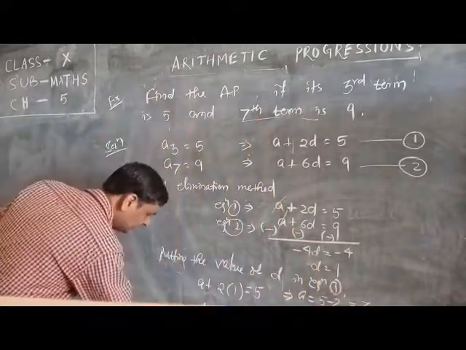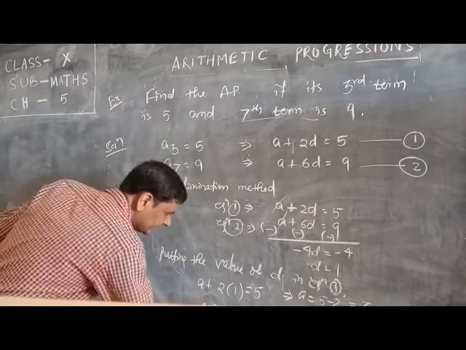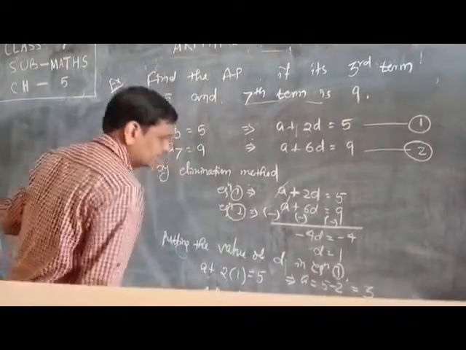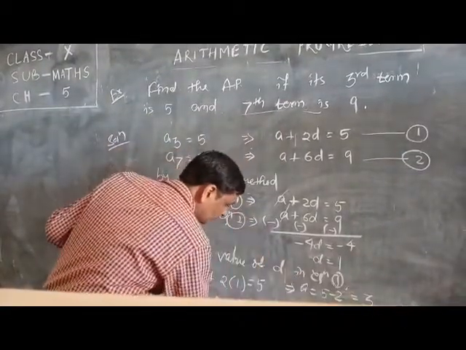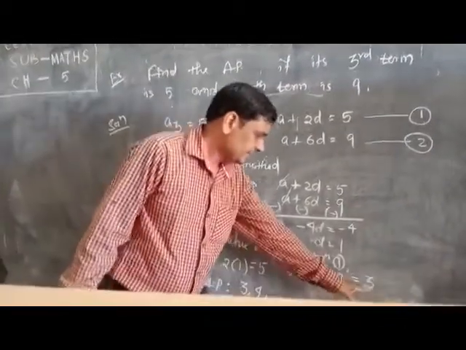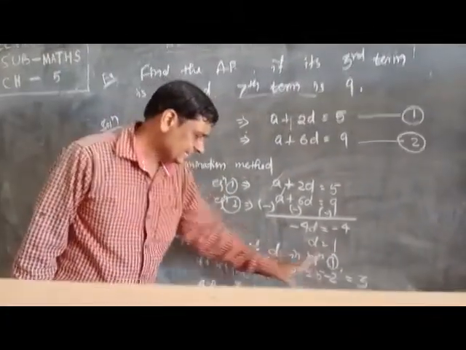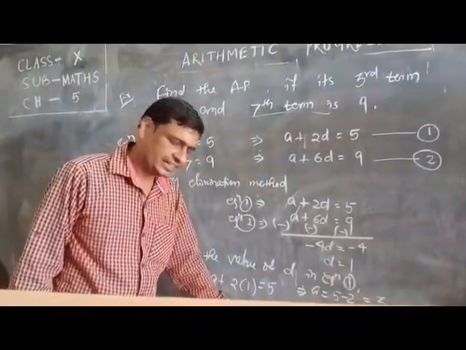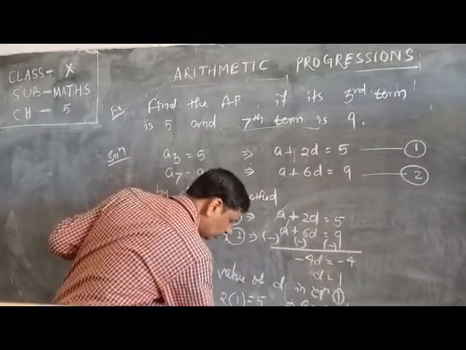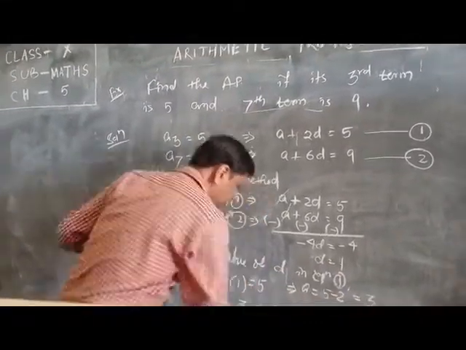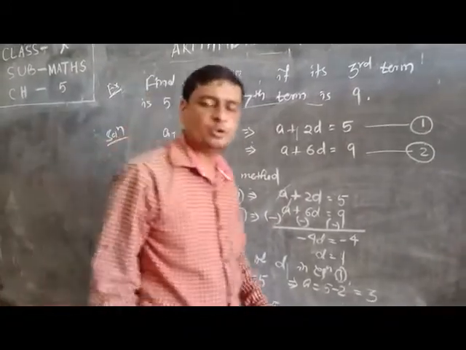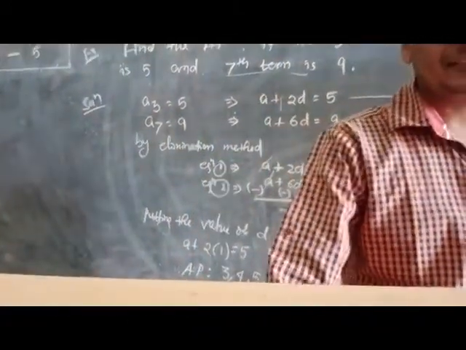So the AP will be a, that is 3. Then a plus d, that is 3 plus 1, 4. Then this d is added to the second term to get the third term. 4 plus 1, 5. 5 plus 1, 6. In this way we can obtain the AP: 3, 4, 5, 6, 7, 8, like that.